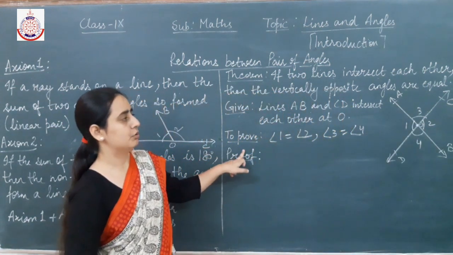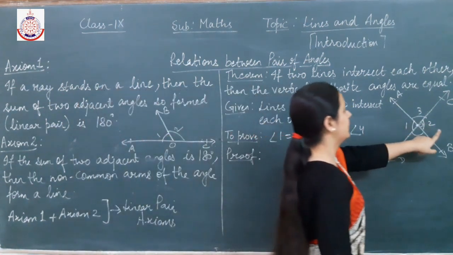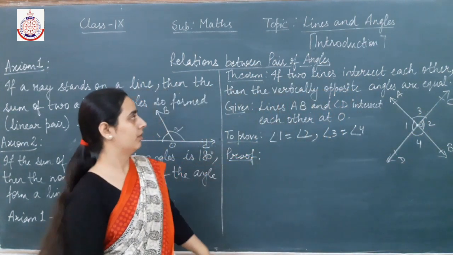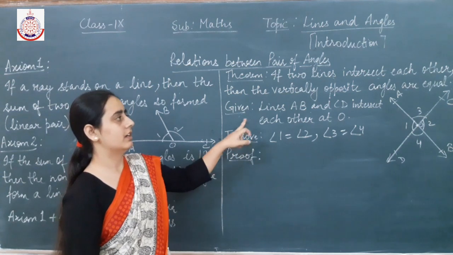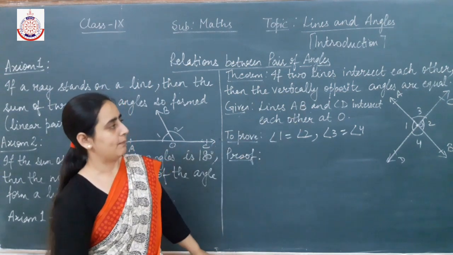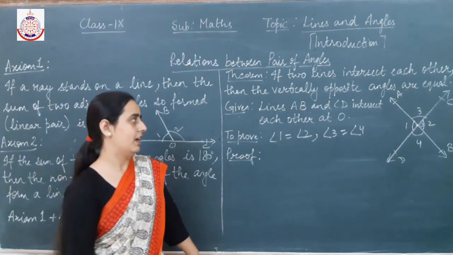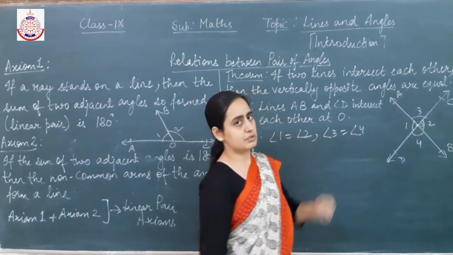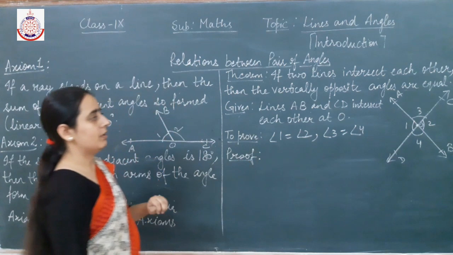Fine. I have to prove angle 1 is equal to angle 2 and angle 3 is equal to angle 4. You can see here the given conditions are only that AB and CD are lines, and we have to prove angle 1 equals angle 2 and angle 3 equals angle 4. Now how will we prove?